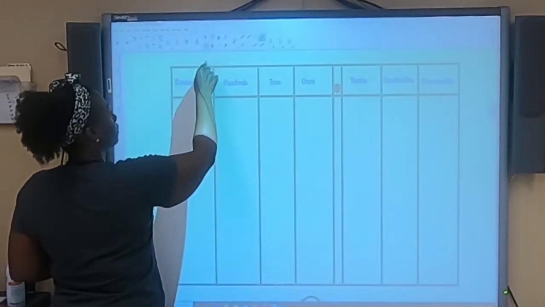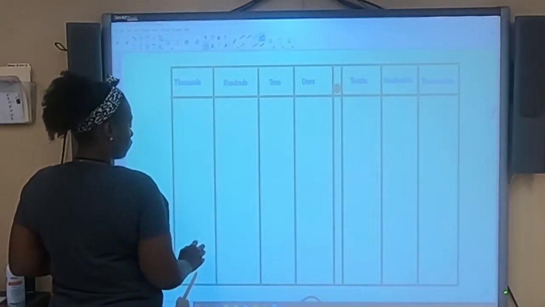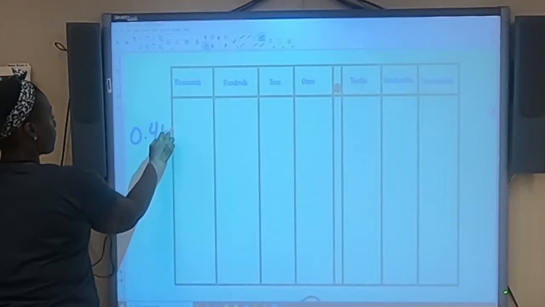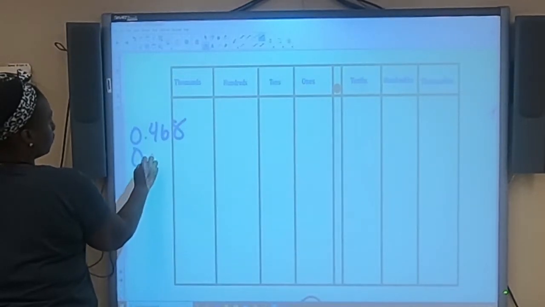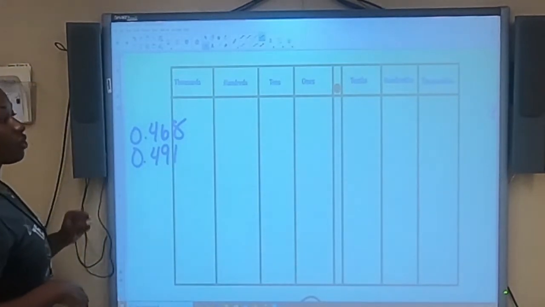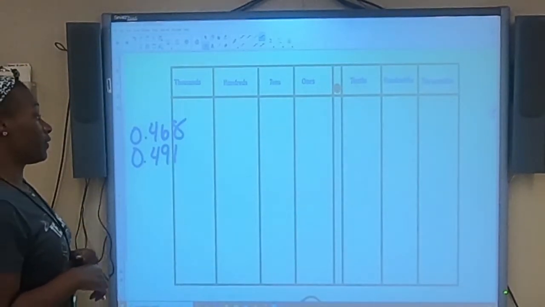Let's say we want to compare... Okay, I'm going to start by lining them up on my place value chart.